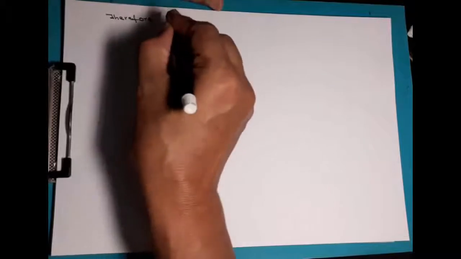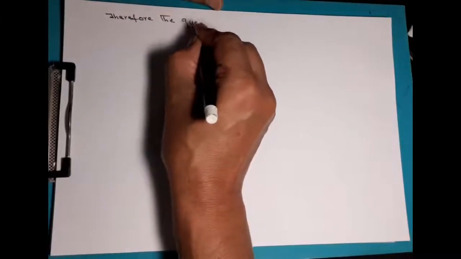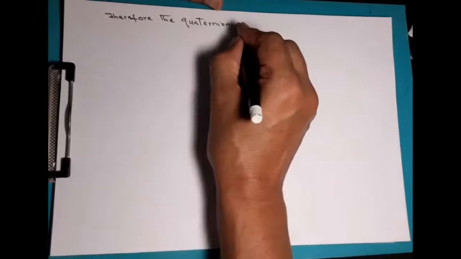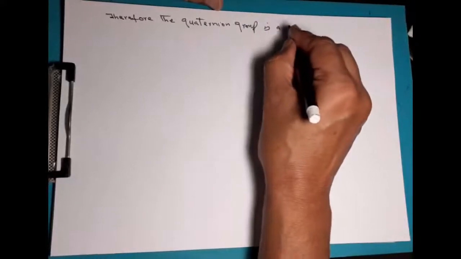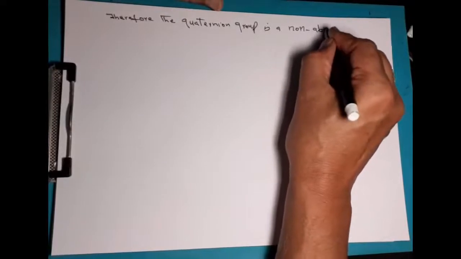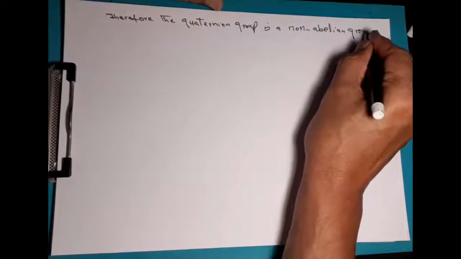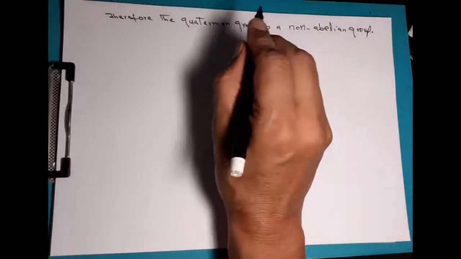Therefore, the Quaternion group is a non-commutative group, a non-abelian group. Mostly we call it non-abelian. So this was another example of a non-abelian group.